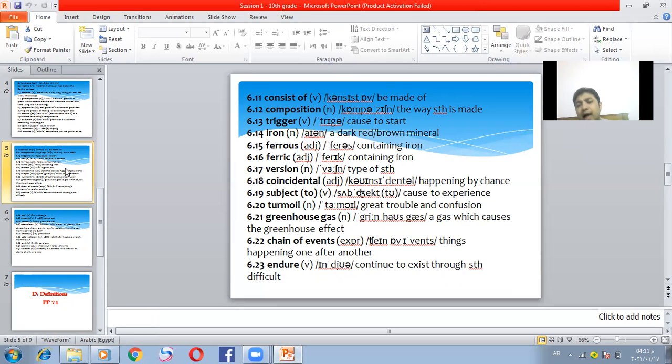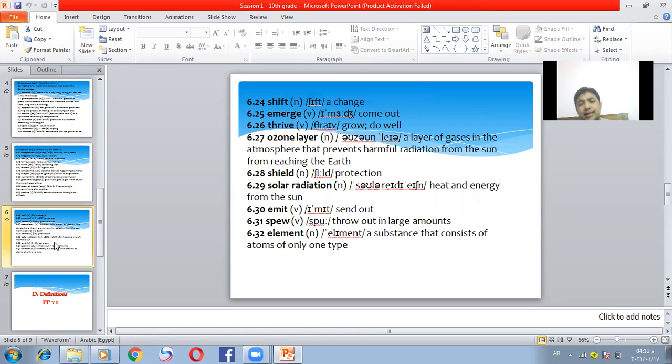Coincidental, it is happening by chance. Subject to, cause to experience. Turmoil, great trouble and confusion. Greenhouse gas is a gas that causes the greenhouse effect. Chain of events means things happening one after another. And to continue to exist through something difficult is called endure. Shift is a change. Emerge is come out. Thrive is grow or do well.